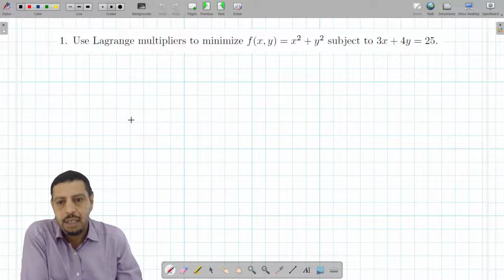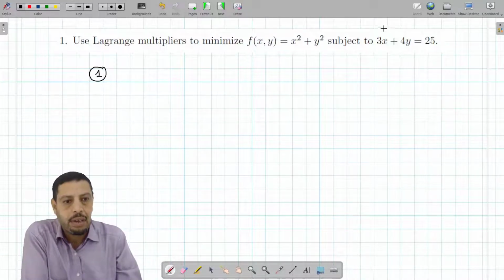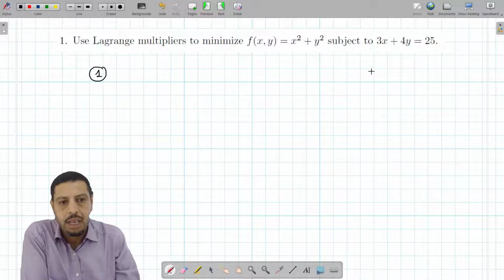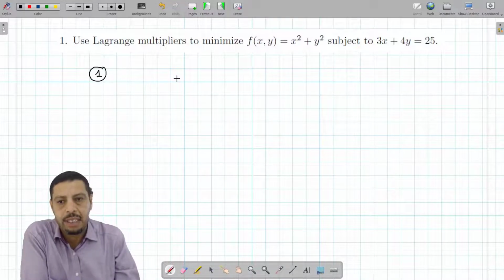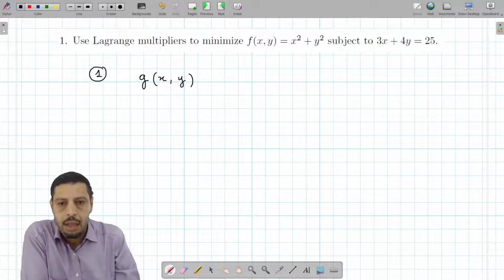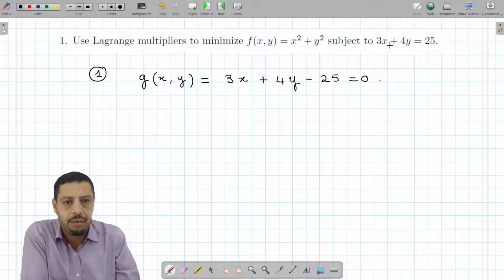Here I will give you the details of the method. First of all, you have to start by writing the constraint given here as a function g of x and y equals 0. If it's already done, you don't need to do this step. If it's given like this, you have to move what's on the right side to the left side. So let's write g of x and y equals 3x plus 4y minus 25 equals 0. You just move the 25 from right to left, okay?